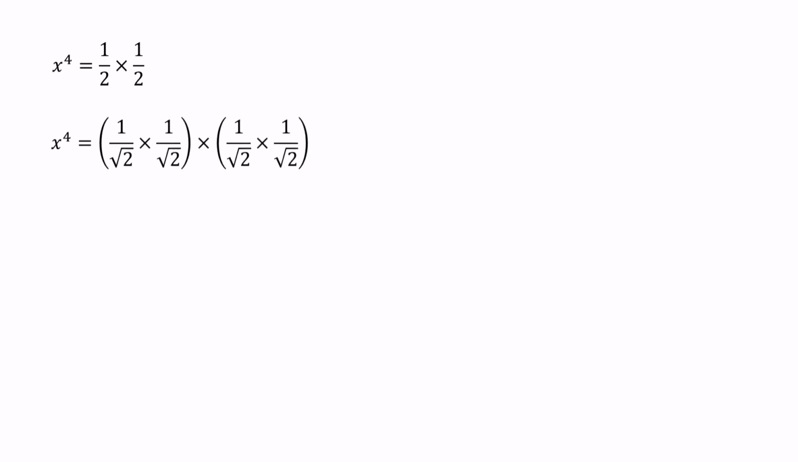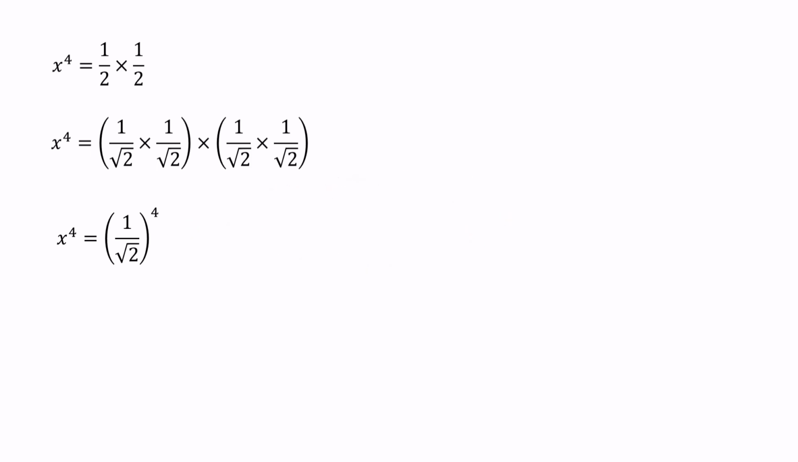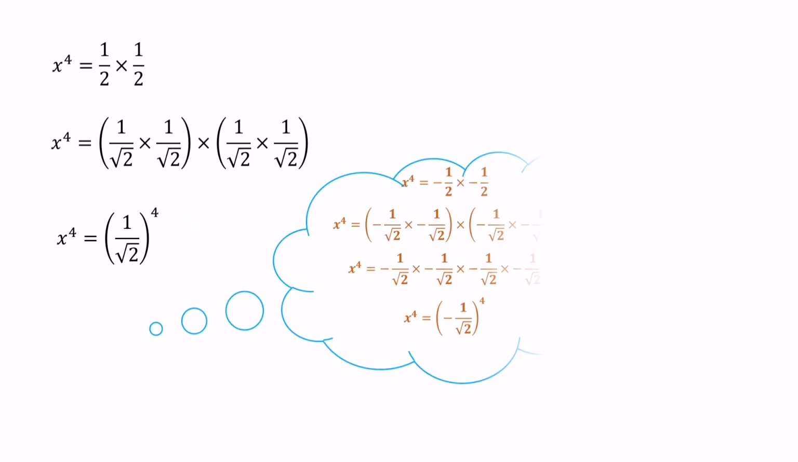1 over 4 we can write as half times half. Then half we can write as 1 over root 2 times 1 over root 2. Then it is equal to (1 over root 2) to the power of 4. Similarly, we can write x to the power of 4 equals 1 over 4 as minus half times minus half, so (minus 1 over root 2) to the power of 4. So x should be equal to plus or minus 1 over root 2.